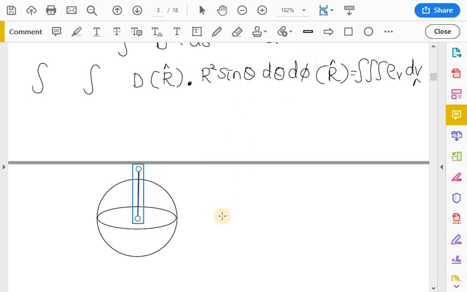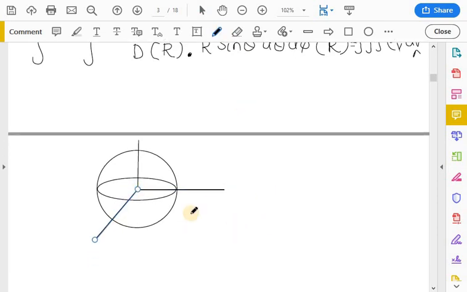Okay, so this is the sphere. Where is the angle theta? Theta will be an angle started from the z-axis and then it moves in this way. So this one will be your angle theta. Okay, so angle phi, sorry, phi.